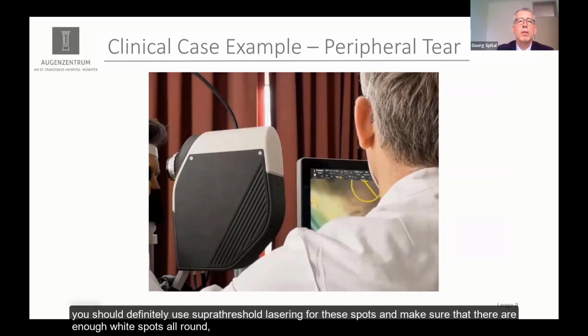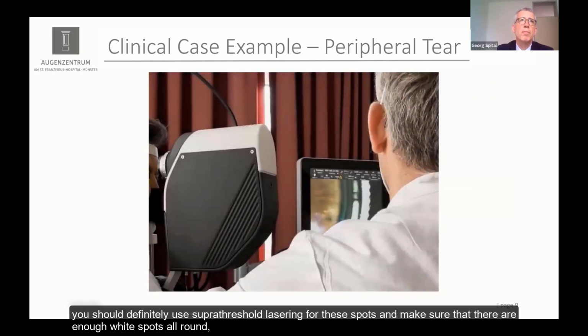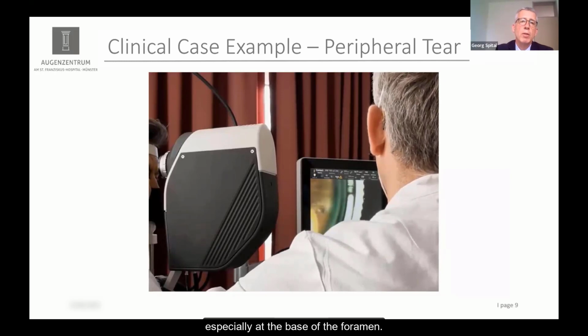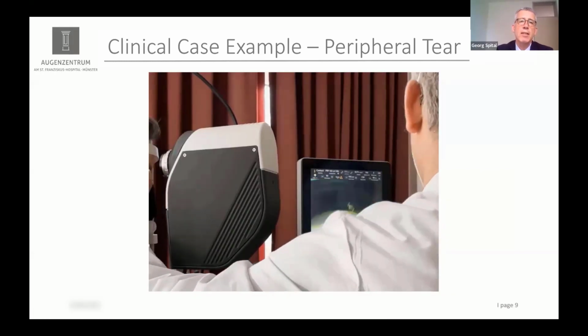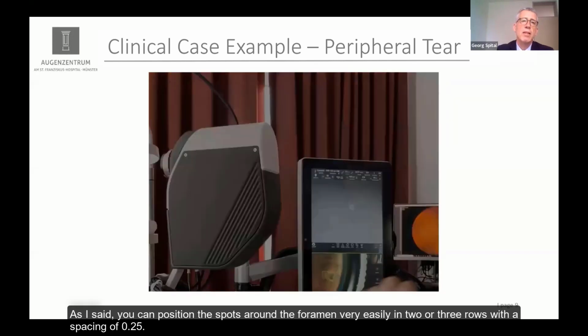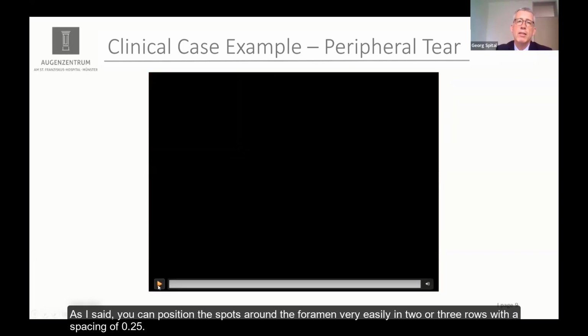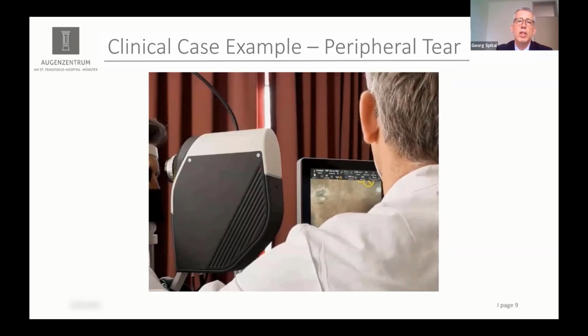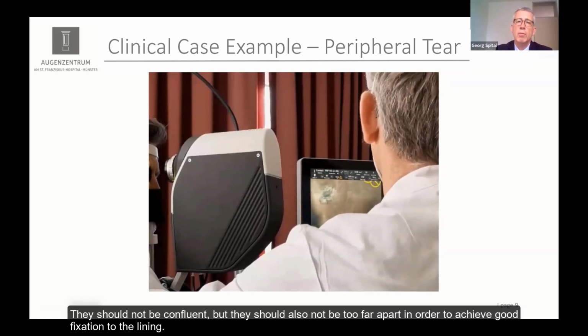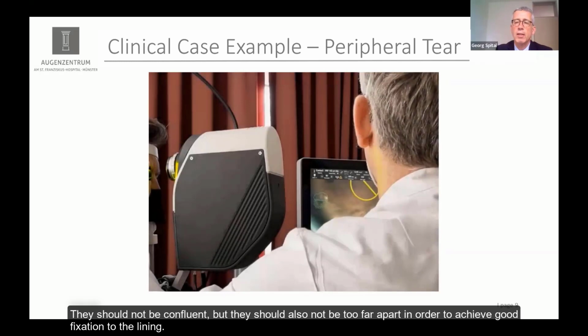In fact, you should definitely use suprathreshold lasering for these spots and make sure that there are enough white spots all round, especially at the base of the foramen. As I said, you can position the spots around the foramen very easily in 2 or 3 rows with a spacing of 0.25. They should not be confluent, but they should also not be too far apart in order to achieve good fixation to the lining.